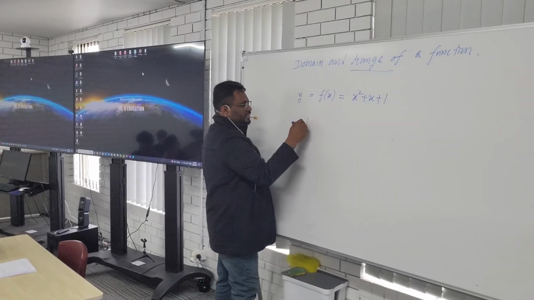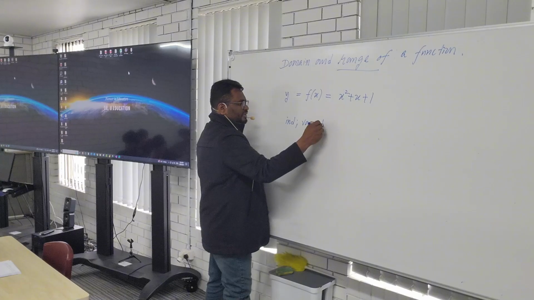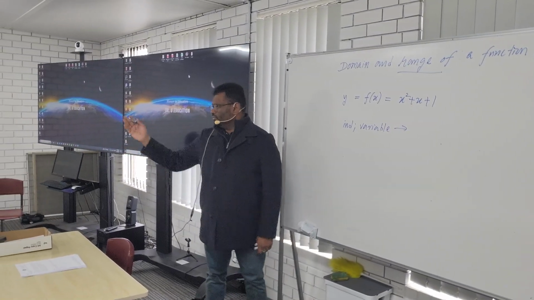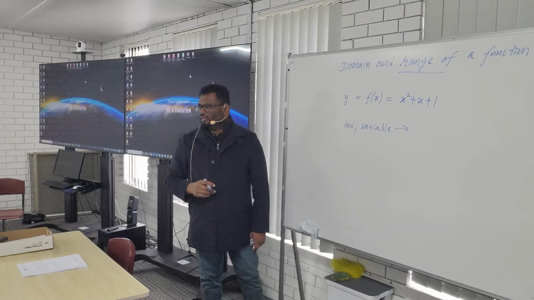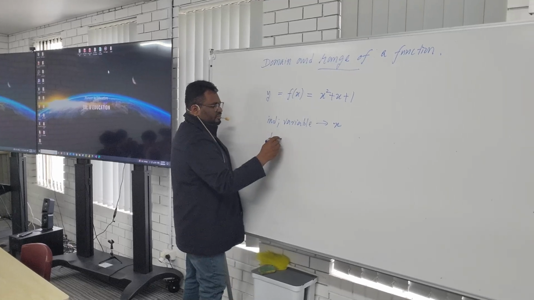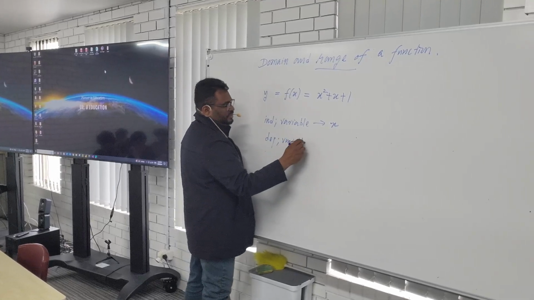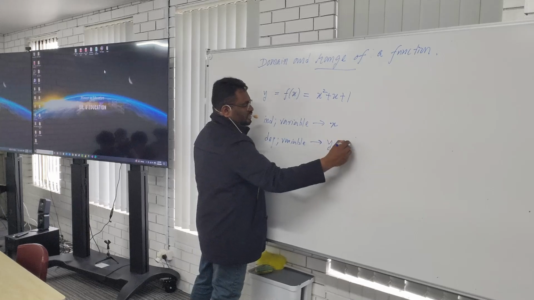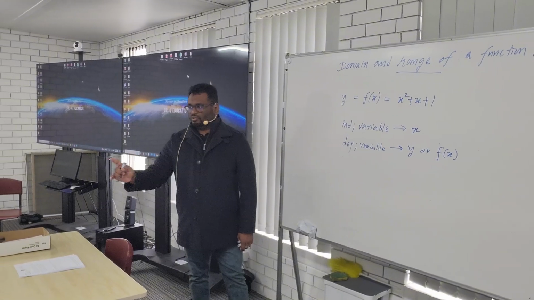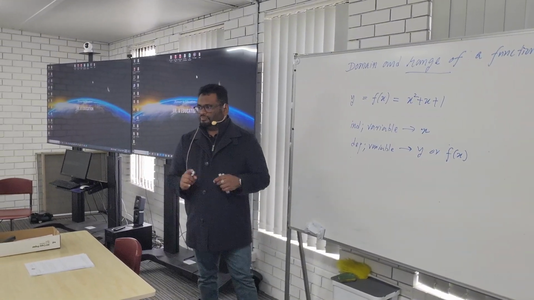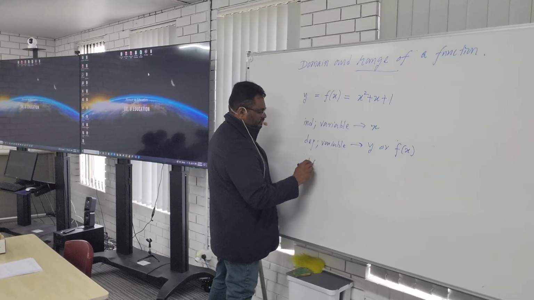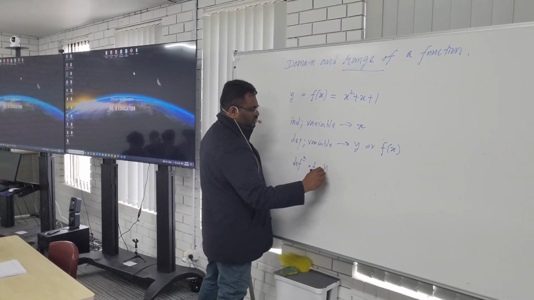So, what is the independent variable? X. What is the dependent variable? The dependent variable can be y or f(x), because y is equal to f(x). They are equal to each other. Right? Next thing, what is the definition of the function?